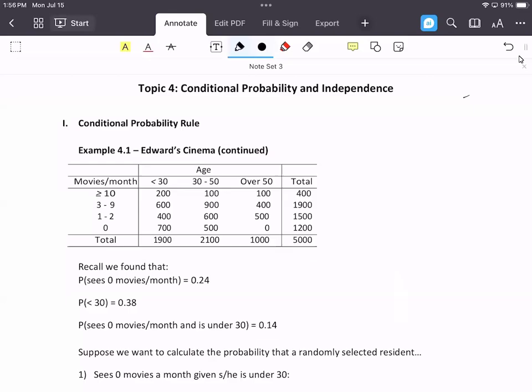Conditional probability and independence. Before we start specifically talking about conditional probability and independence, we're going to revisit the Edwards cinema example, on pages 19 and 20, that video. Recall that we found some probabilities. Before you continue with this video, I strongly suggest making sure that you can come up with those three probabilities that we found earlier.